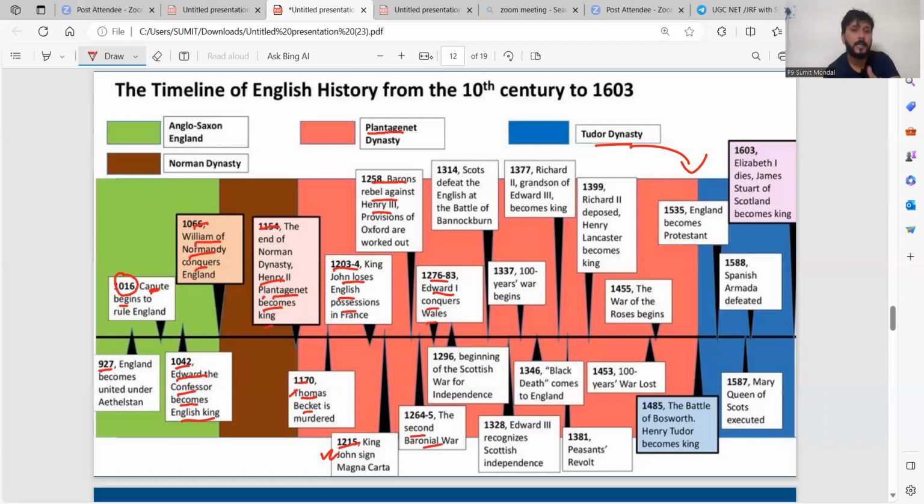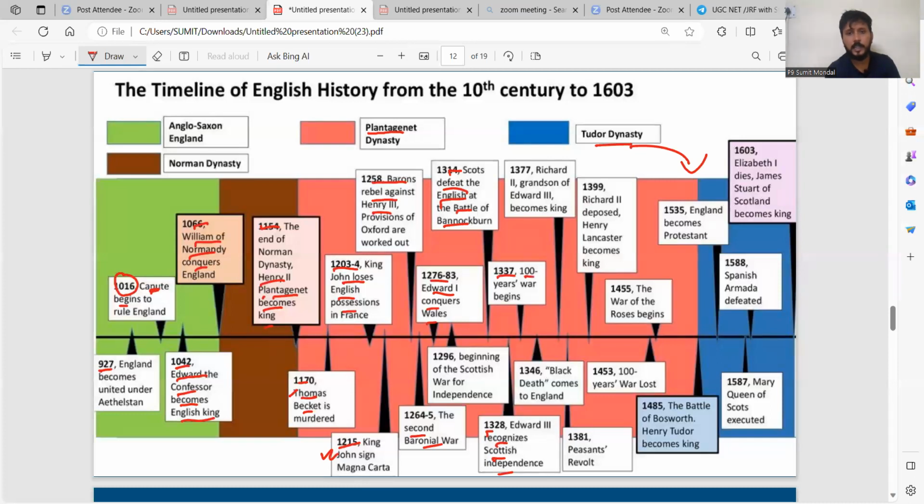Wales was not mainland England but part of England. 1314 Scots defeated the English at the Battle of Bannockburn. Then 1328 Edward III recognizes Scottish independence. So Scotland became independent land. But later on we can see British reign in Scotland also, because it depends on the royal dynasty. If one king has made Scotland free, another king could obviously bring it under mainland Britain.